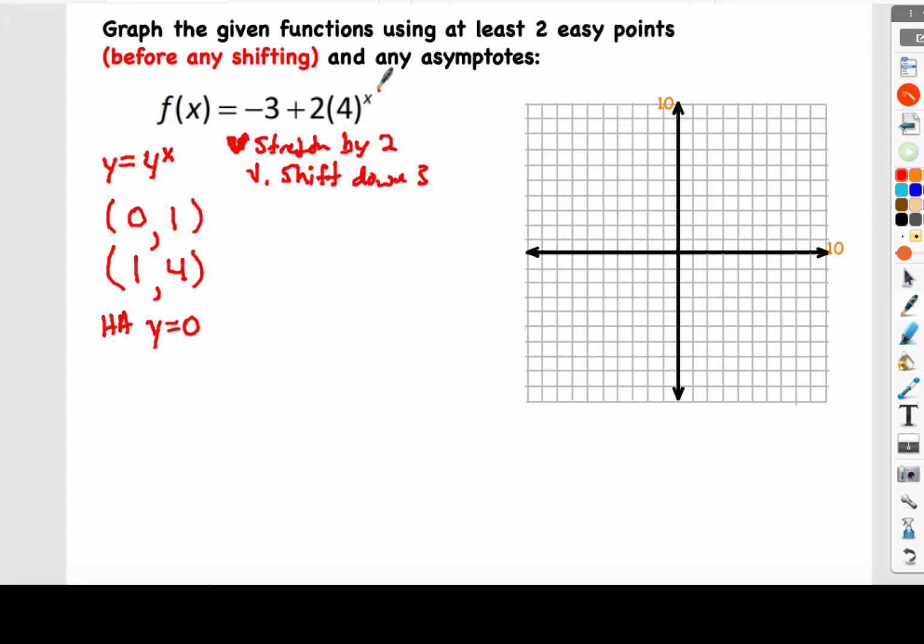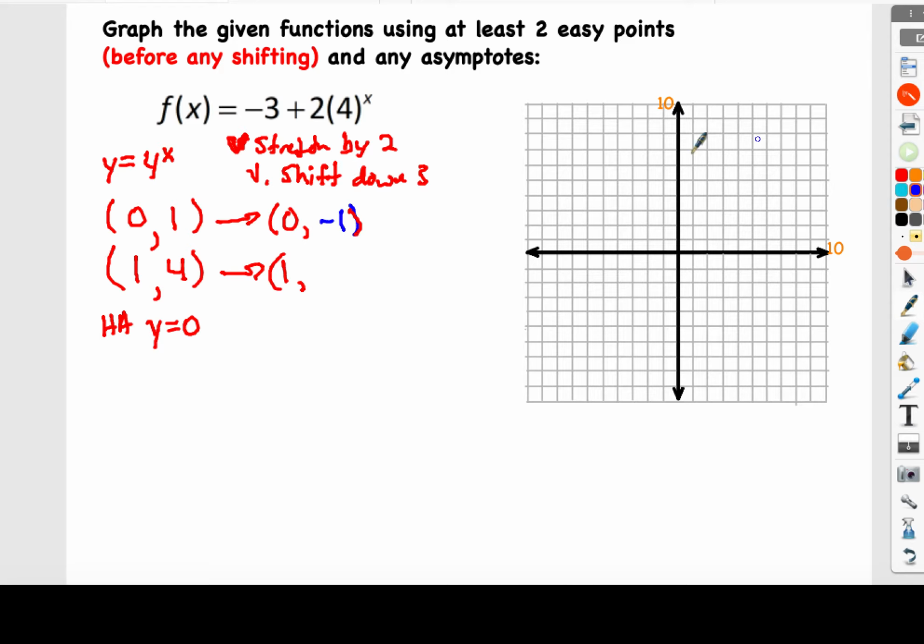Well, notice we didn't do anything up in the exponent. We didn't do anything horizontally. So those x coordinates can stay where they are, right? But again, we do need to do the vertical stretch by 2. So I'm going to take 1 times 2 is 2, and move it down 3 units would be -1, right? And then the same thing goes for my 4. Again, 4 stretched by 2, 4 times 2 would be 8.